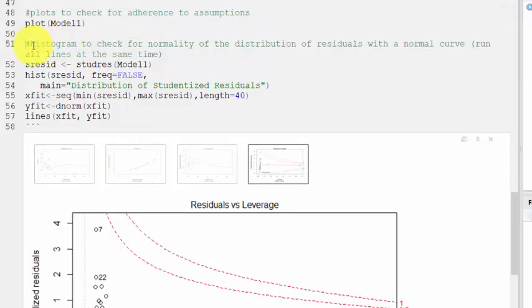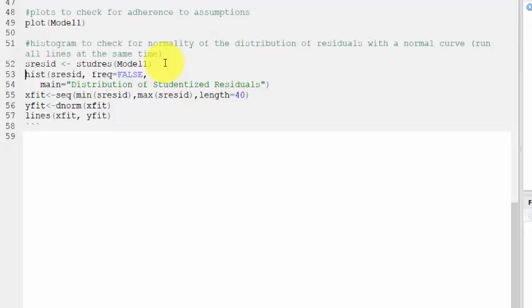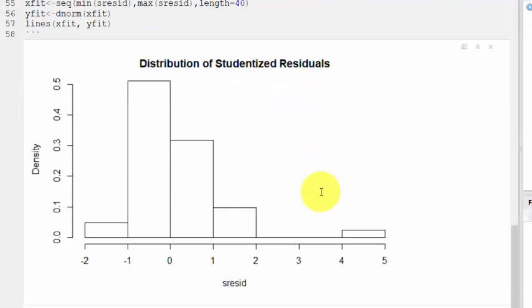Okay, another thing that we can do is to create a histogram to check for the normality of the distribution of residuals, and we can put a normal curve on that to really help us see how well that is normally distributed. So the first thing we have to do is create the studentized residuals, which are like standardized residuals, but they ignore the current data point. So we run that piece first, and then we use that to create our histogram. And so this portion of it will create the histogram. So if we do that, we'll get a histogram.